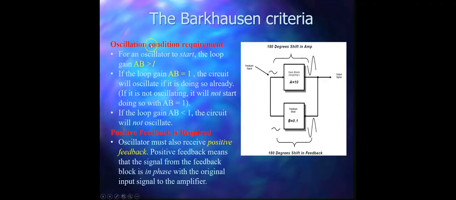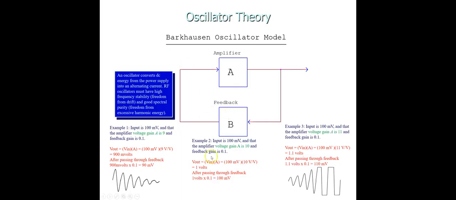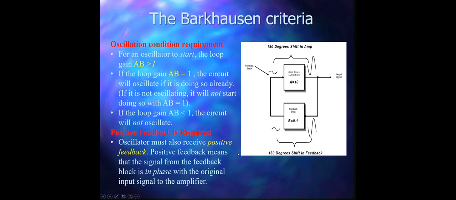So these are the oscillation conditions required to work properly. First is A and B must be greater than 1 to start the oscillation. So here in this second example, you see if you multiply the gain of this, which was 10, and the gain of this, 0.1, this is A and B multiplied. So 10 multiplied by 0.1 is 1. So when AB is equal to 1, then you will have sustained oscillation.